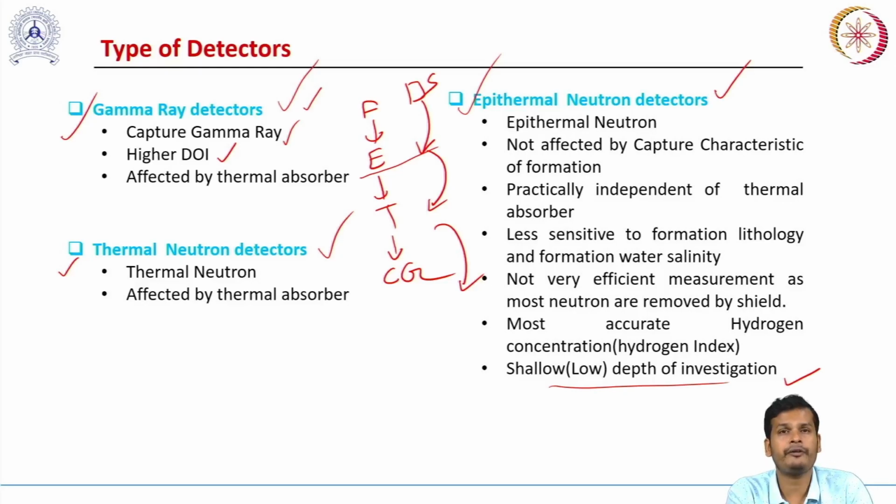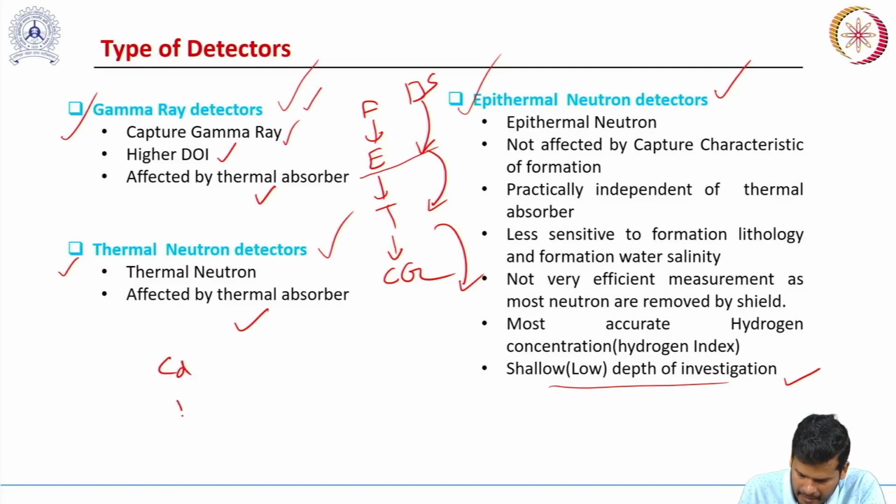For a porosity logging tool, we don't want to have a gamma ray detector, because the gamma ray count and also the thermal neutron count is affected by our thermal absorber. In the last lecture, I mentioned cadmium, boron or chlorine, which have a very high capture cross section. That means they can absorb the thermal neutron very fast.